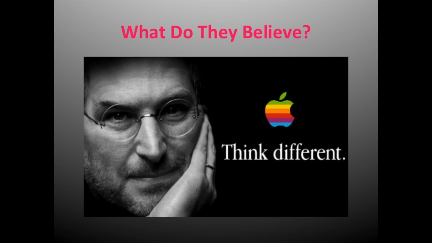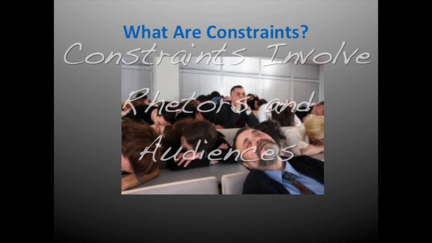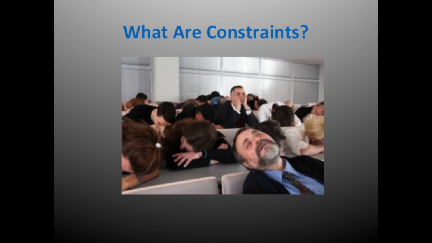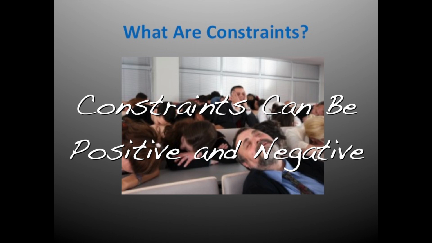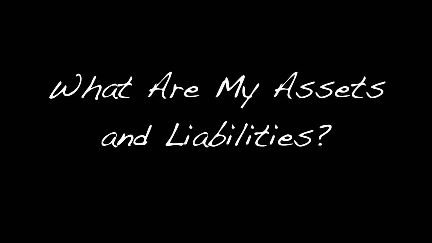Along with looking at the audience and the particular components that I just mentioned, you also need to take into consideration, when you're looking at a rhetorical situation, the constraints. So the constraints involve the rhetor and the audience. A lot of times these are looked at as just negative things, but actually they can be positive assets that can work in the rhetor's favor as well. So essentially you're asking yourself, what are my assets and liabilities in this situation?